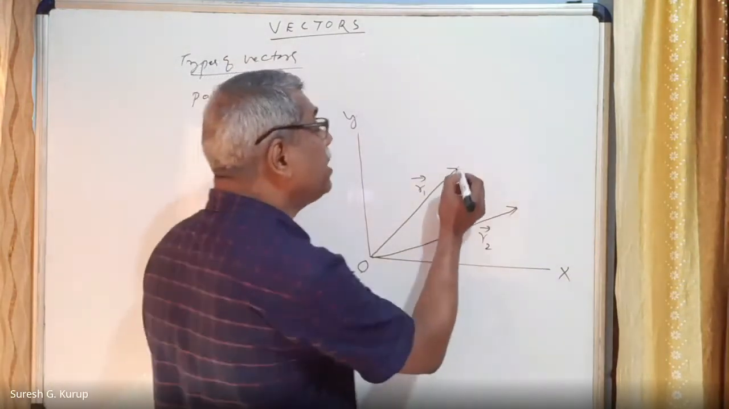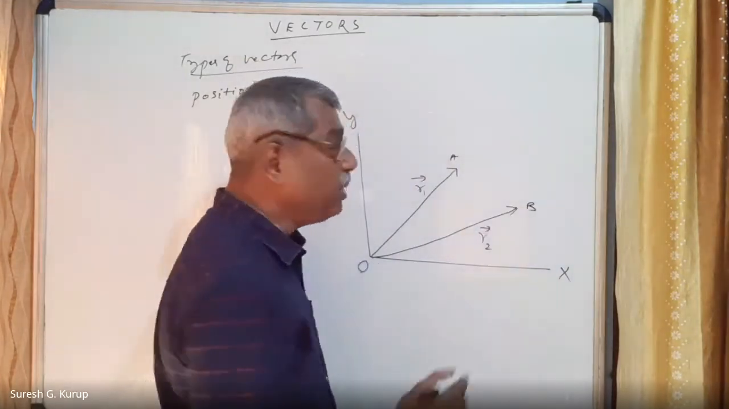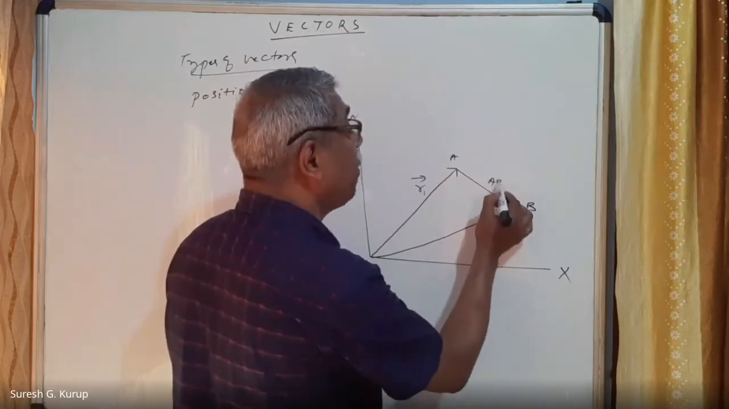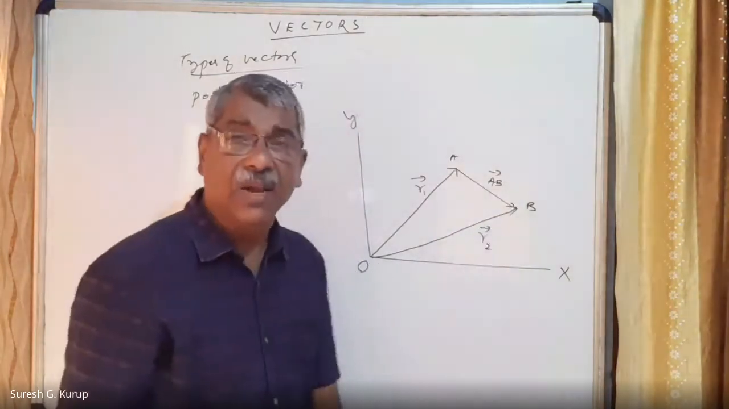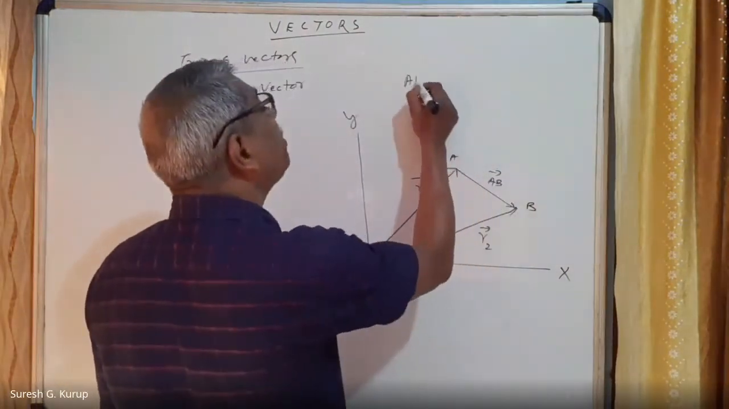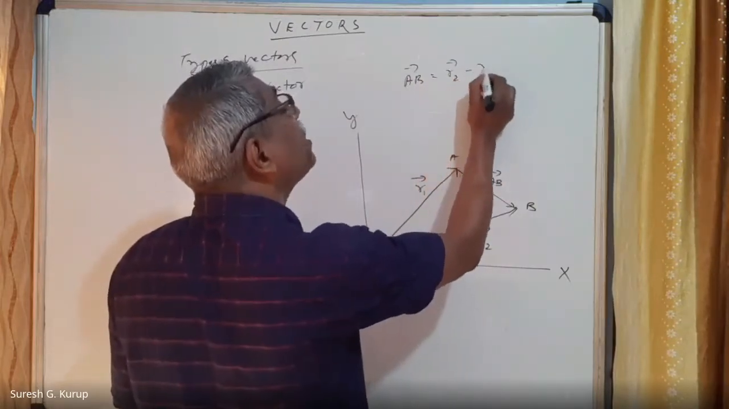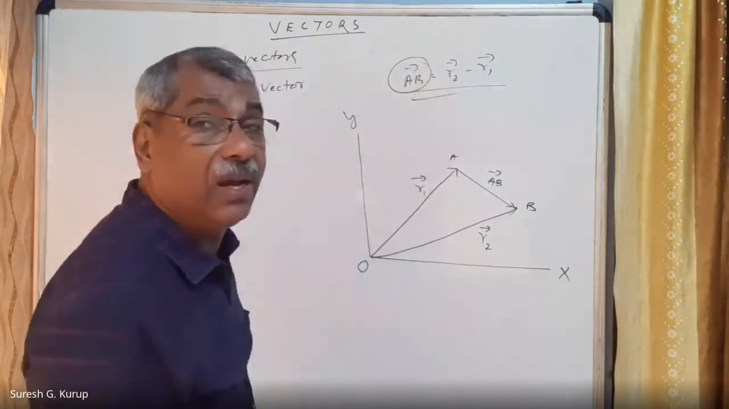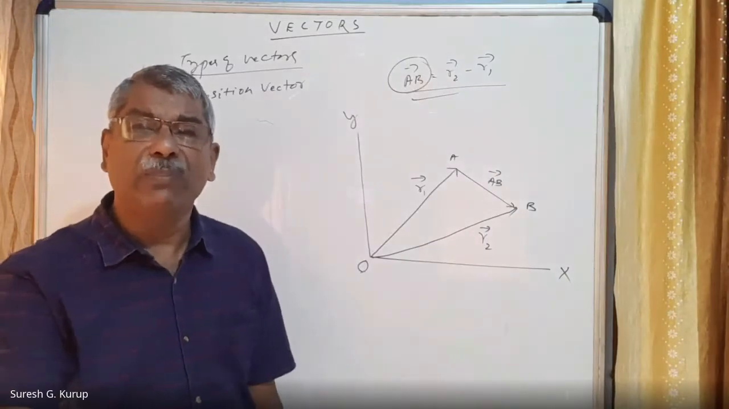So this was the initial position A and this is the final position B. Then this is the displacement of the object. What is displacement? Vector AB is the displacement of the object, right? Vector AB can be obtained from this. We can write vector AB is equal to the final position vector minus the initial position vector. The displacement can be calculated. So the position vector is very important.